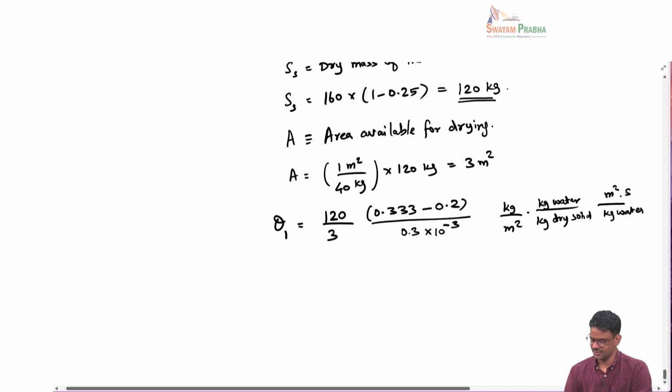And so, here you will see that if you substitute all these things, you will get 17,733 in the units of second.